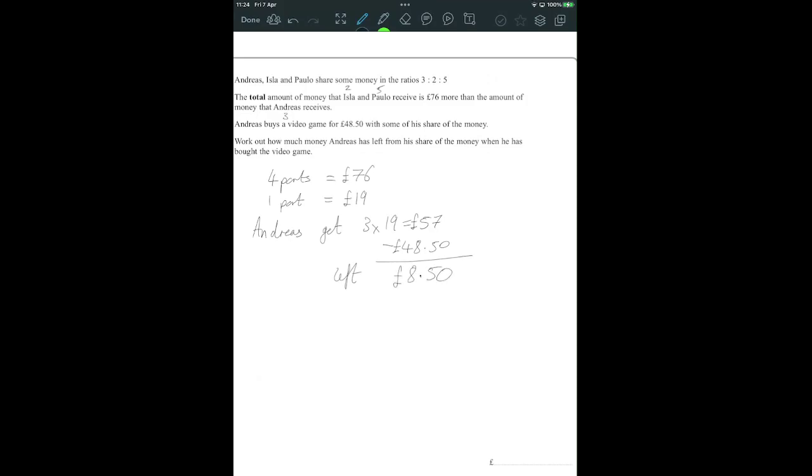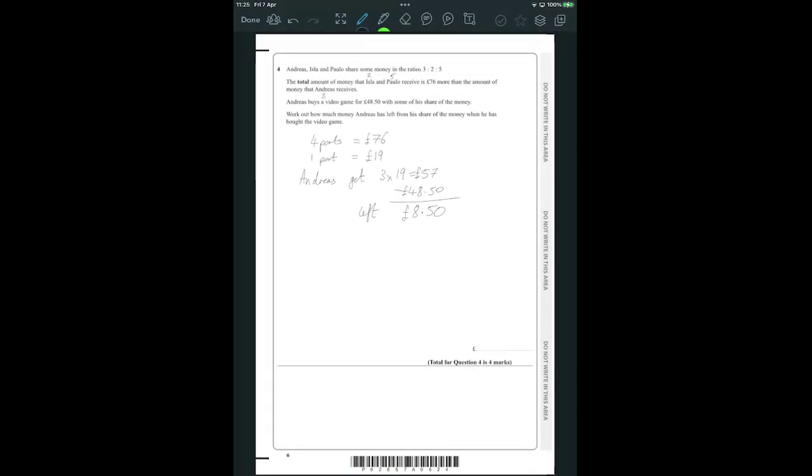Double check I haven't misread anything from the question. I've used the ratios to find out what 4 parts were. I found that with 1 part. I then found out Andreas's share and how much he has left. That seems reasonable. He got 57 and he spent about 50. £8.50 left.